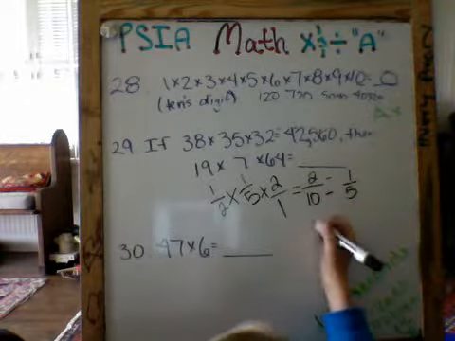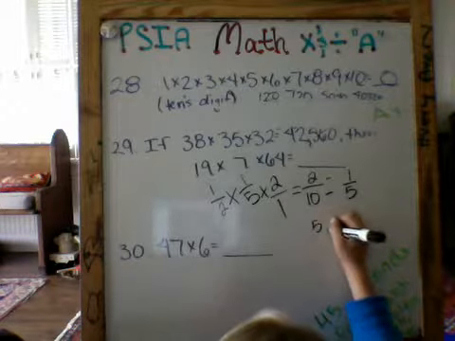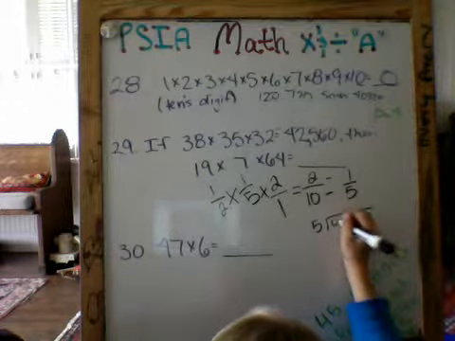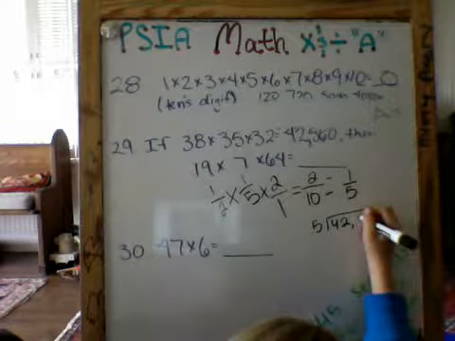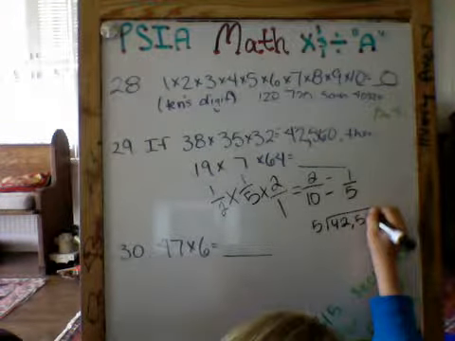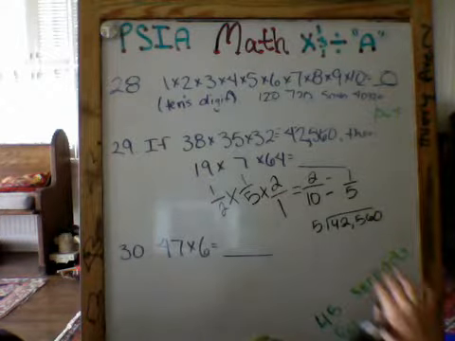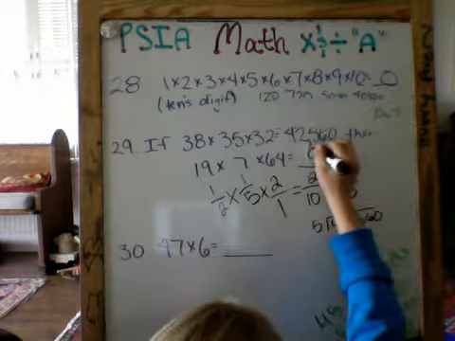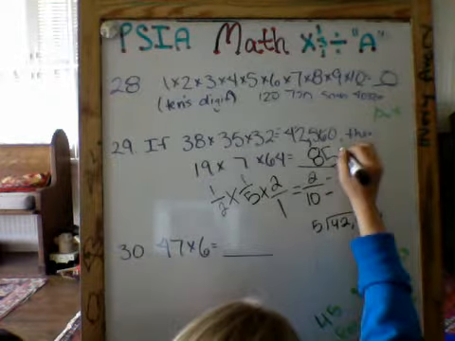Okay? And then we would go 5 divided into our number up here. And eventually, if we decided to do all the math, we would get 8,512.